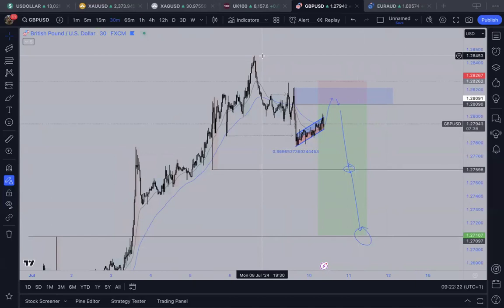I don't want to look at too many things. I was looking at Bitcoin and things, but for the time being, I'm going to leave it there. Some nice trades to look for this week. Two potential really nice ones: UK 100 and GBPUSD for shorts.